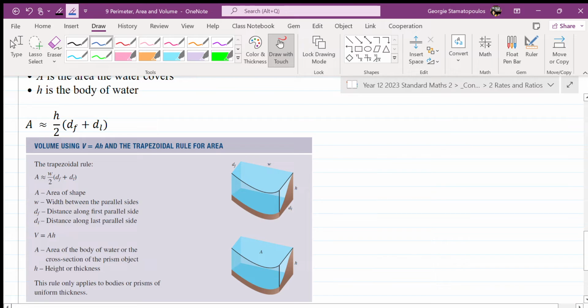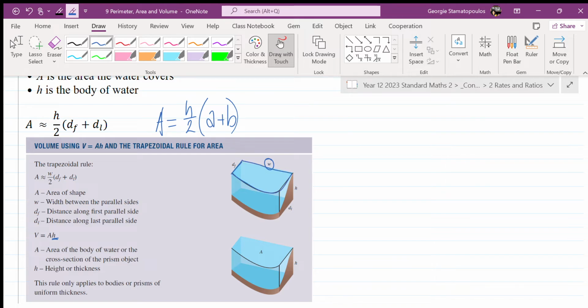So, h on 2, that's the height, distance of the first times distance of the last. You've probably seen area of a trapezium, h on 2 outside of a plus b. Very similar to that. They use W here, so you don't confuse H here. To find the area of this base, you must calculate that. That's your irregular body of land. Then area of the base times the height. Only applies when there's uniform thickness though.